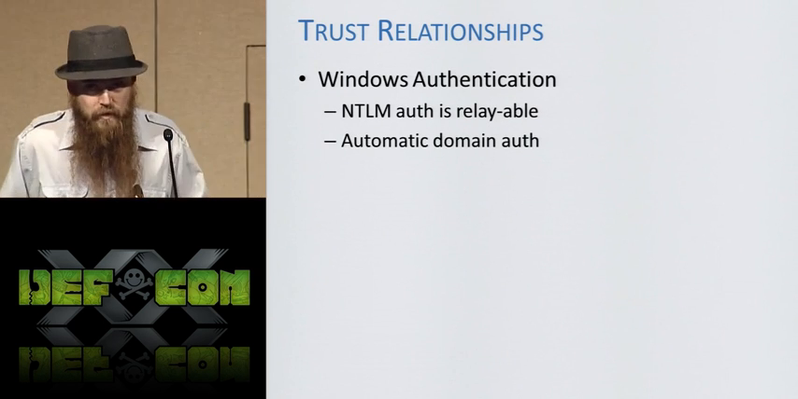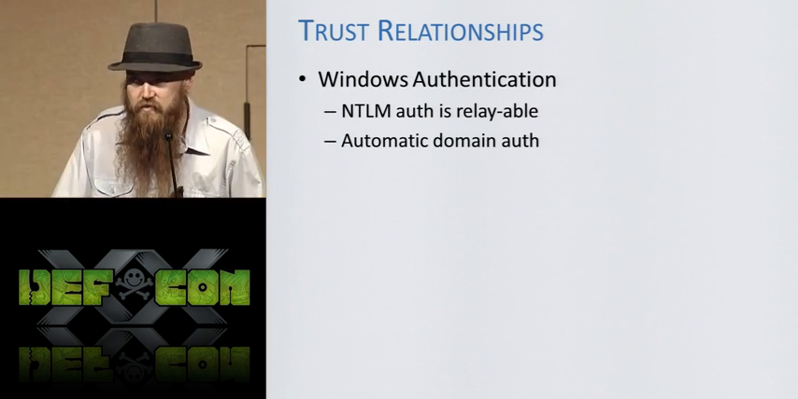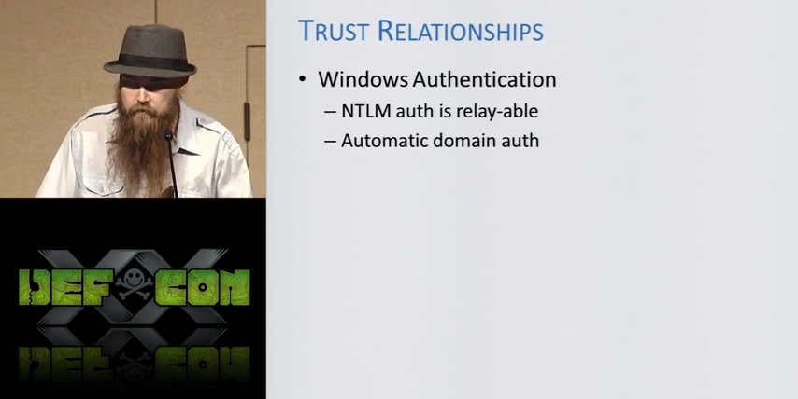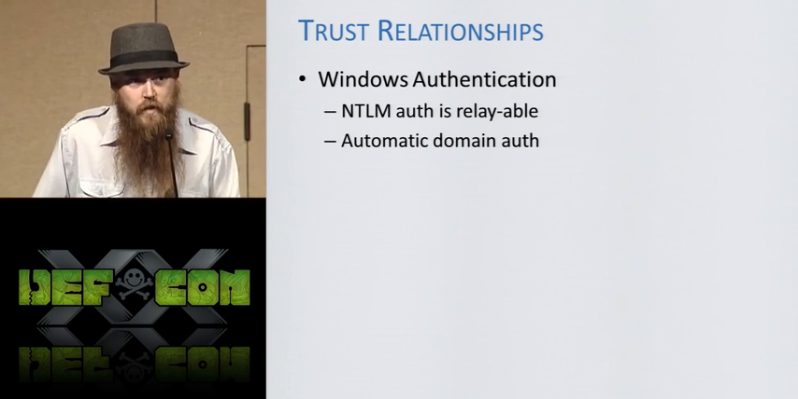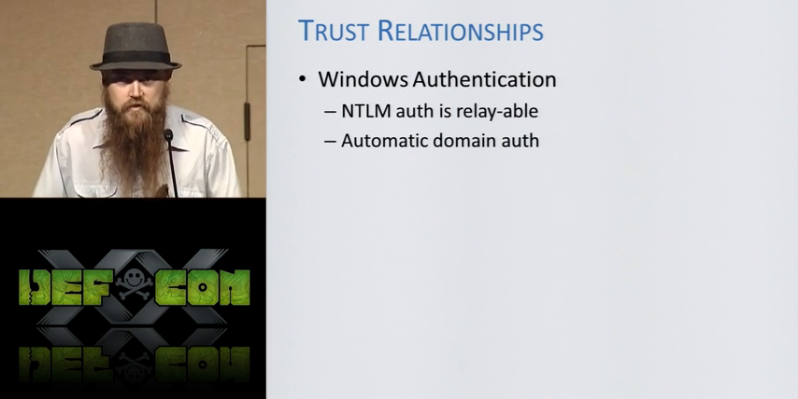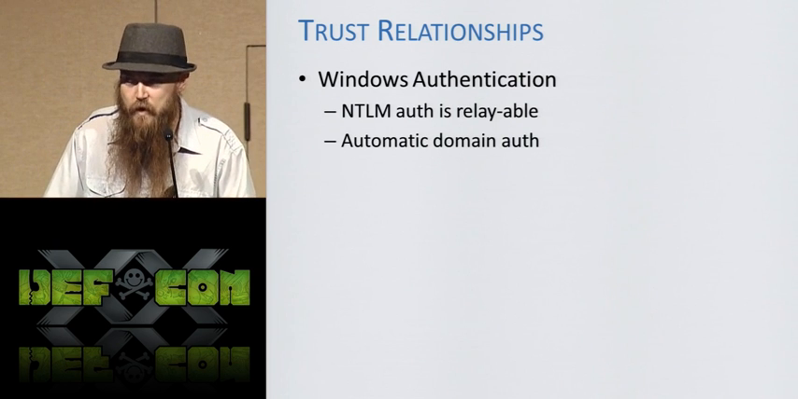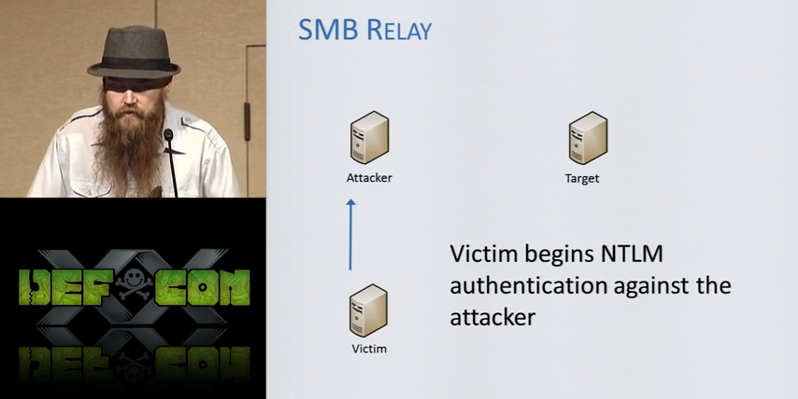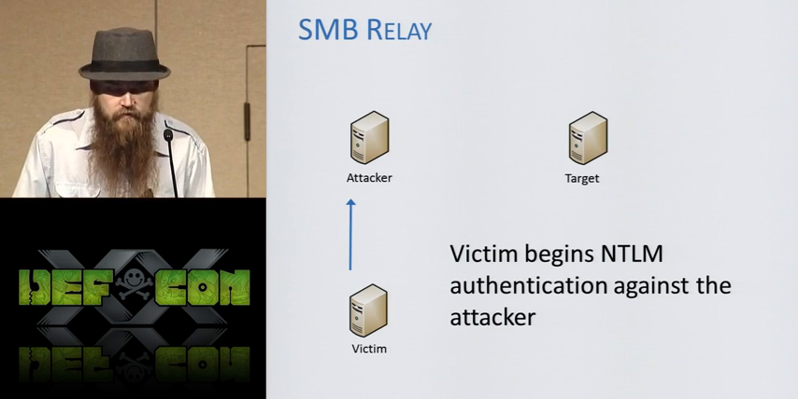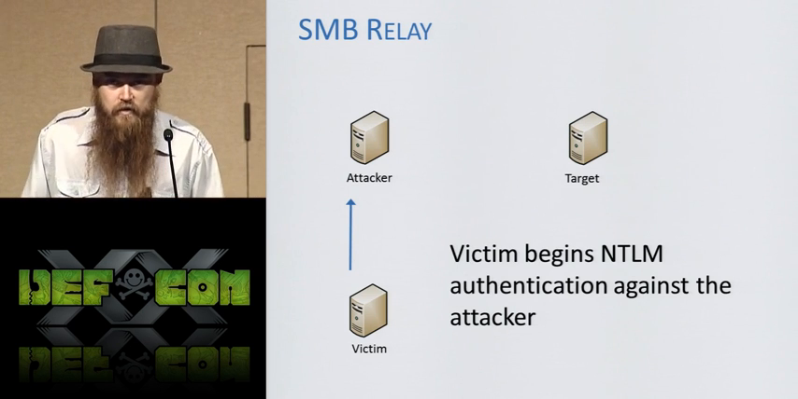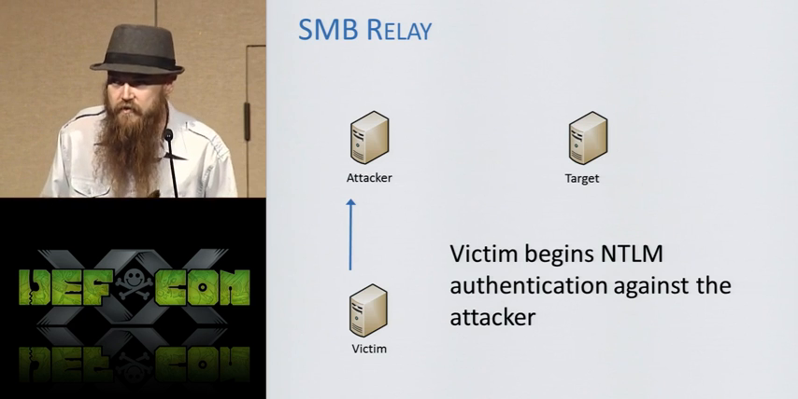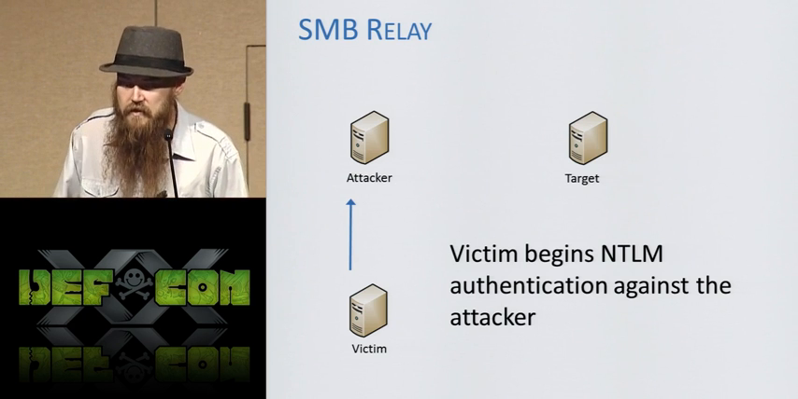So now I want to talk more about Windows. And we talked about trust relationships, but this is sort of the same idea. Windows has some cool little tricks because of the way their authentication works over the network. So first I want to talk about a recap of SMB relay. This is an old school technique that was talked about for the first time at least since 1999.